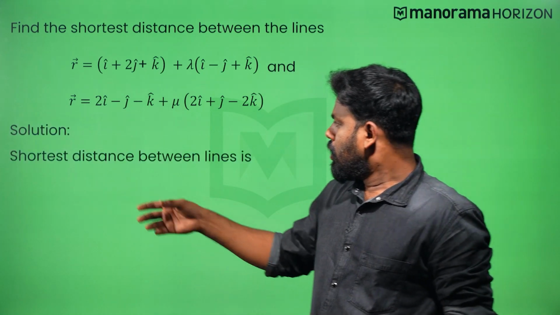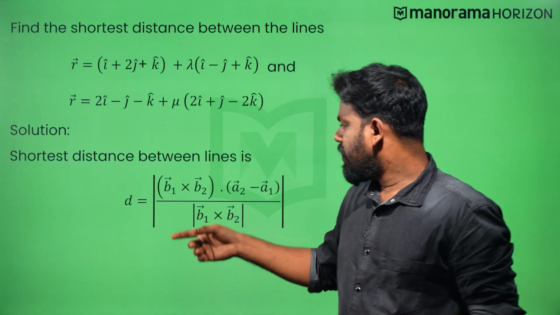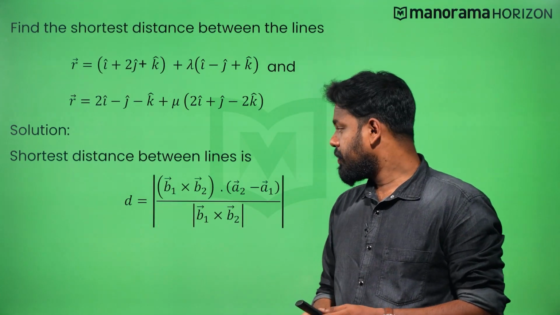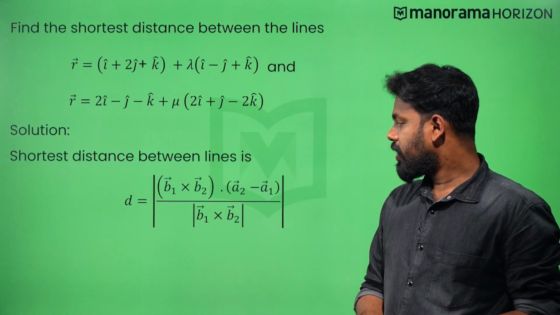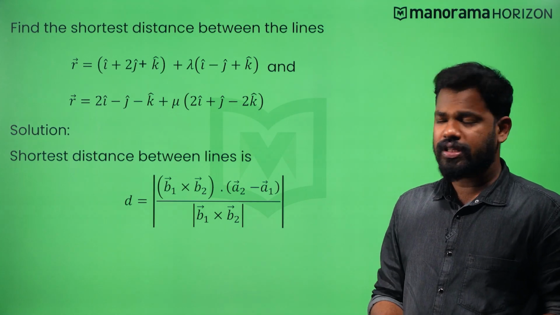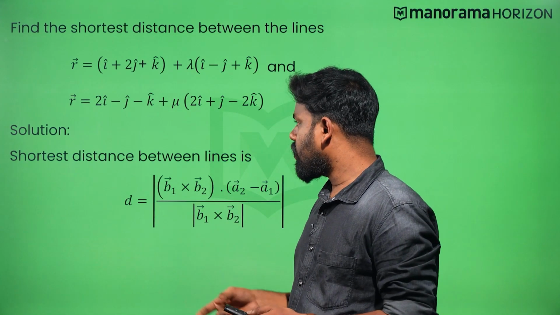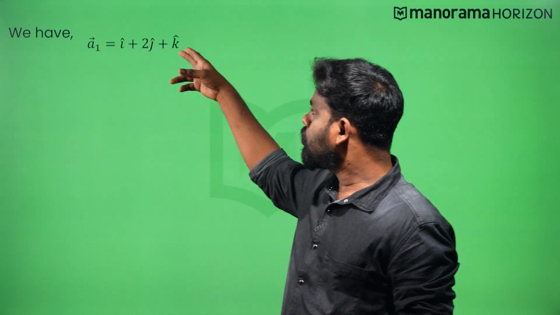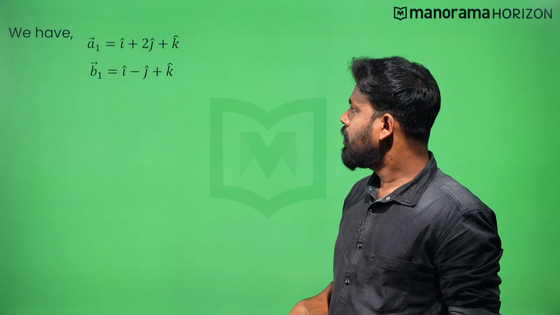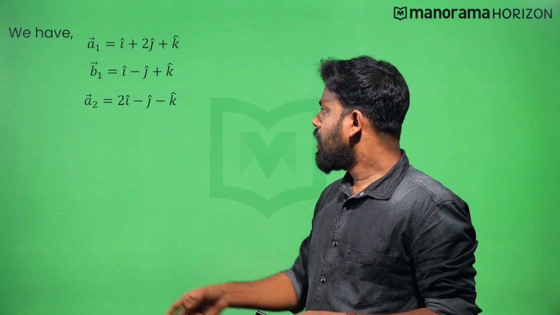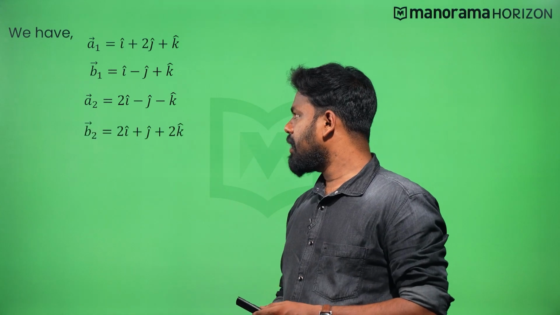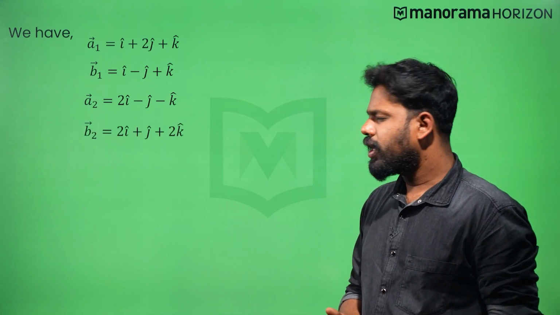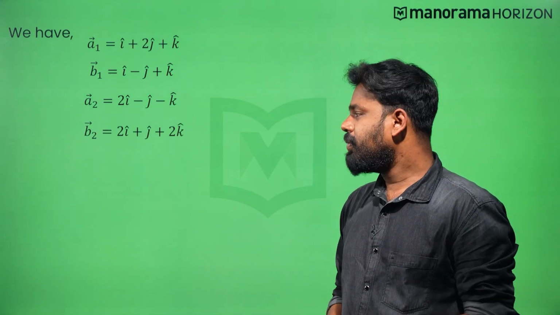Now, to find out the shortest distance between the two lines, we use the formula d is equal to (b1 cross b2) dot (a2 minus a1), the whole divided by the modulus of b1 cross b2, right? So using that, we can find out what will be b1 cross b2 and what is a2 minus a1. So we have a1 as i plus 2j plus k from the equation, and we have b1 as i minus j plus k from the same equation. a2 is 2i minus j minus k and b2 is 2i plus j plus 2k. So we have a1, a2, b1 and b2.